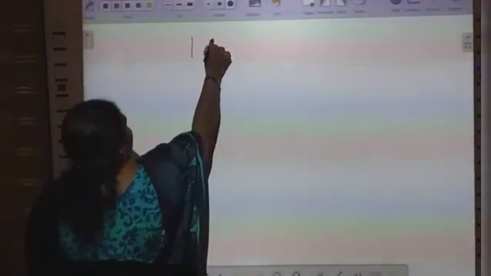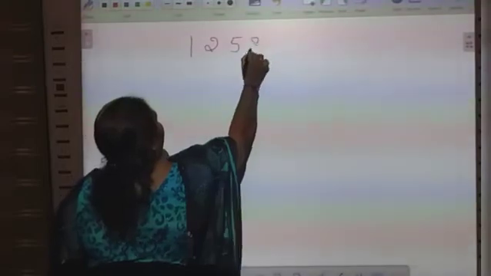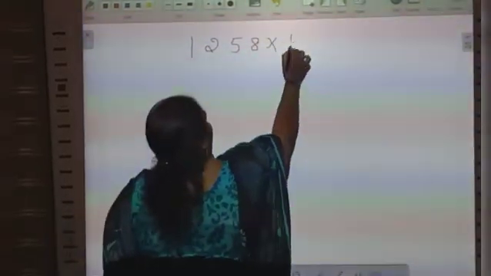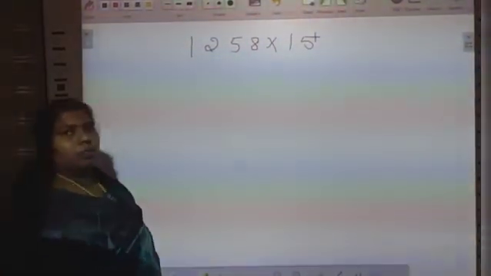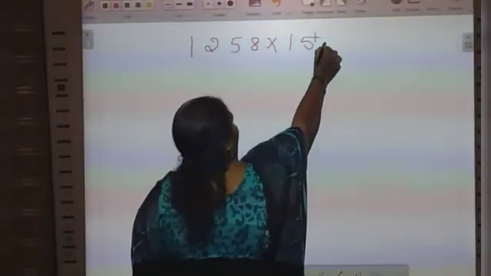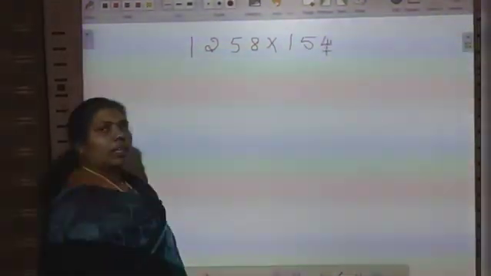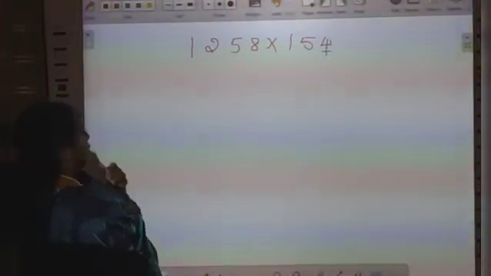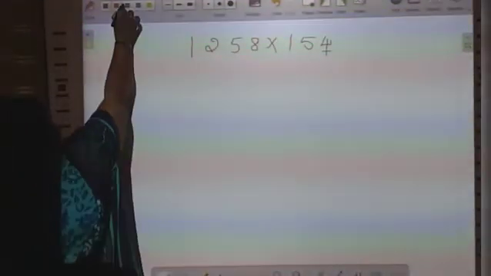Next, lattice method. 3-digit. Now we are going to use 3-digit multiplier. Okay. Lattice method. 1,258 into 154. Okay. First we are going to draw the grid.